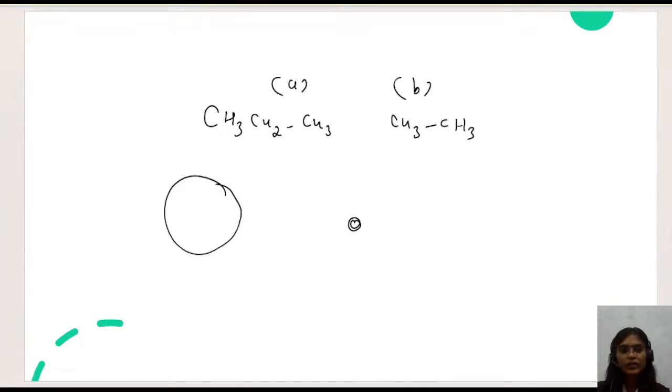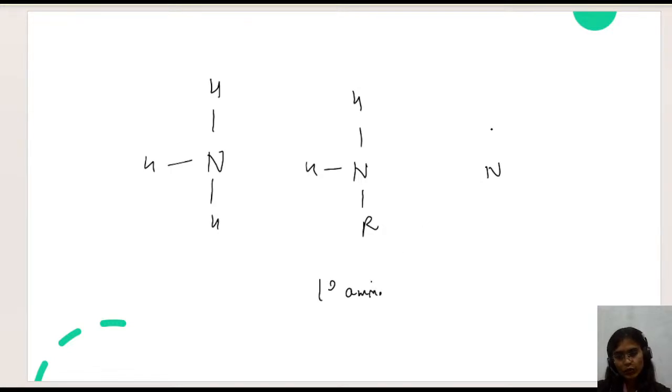Now listen to my point. What about nitrogen-containing compounds as well? If this is nitrogen, and this is hydrogen, this is hydrogen, and this is hydrogen, this is normal ammonia. The point number two, if we are talking about a primary amine, this is the primary amine. And if more R groups are connected, let's say this is R and H.